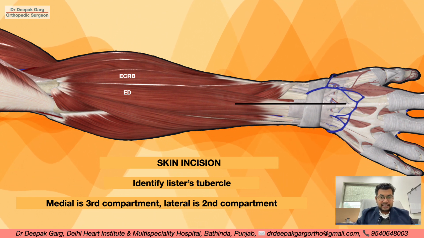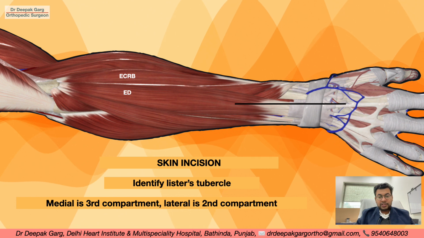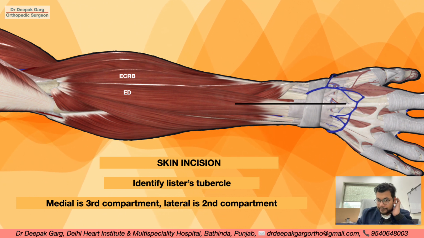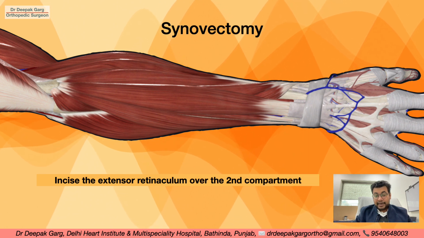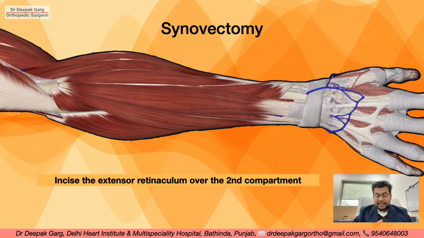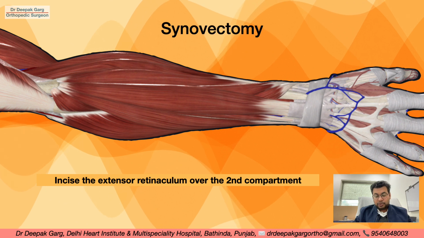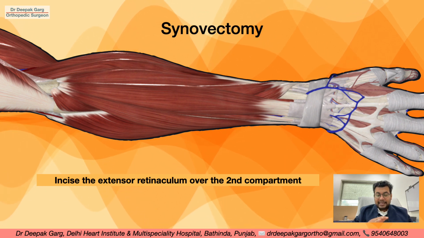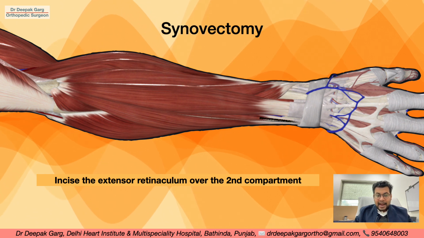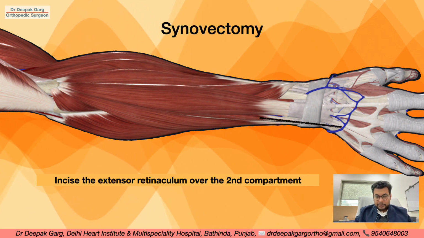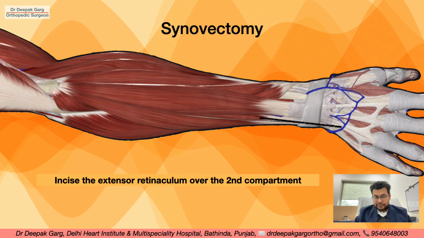So let's first understand, if we want to do the synovectomy of the wrist, then the approach will be: we identify the compartments, then we have to excise the extensor retinaculum to reach the wrist joint. So we excise the extensor retinaculum over the second compartment for synovectomy, and we already know that this is the level of the second compartment.